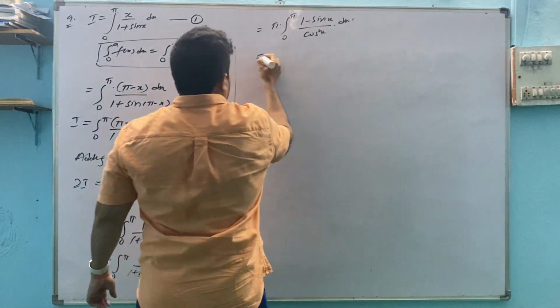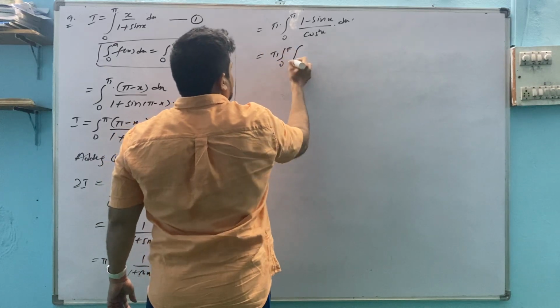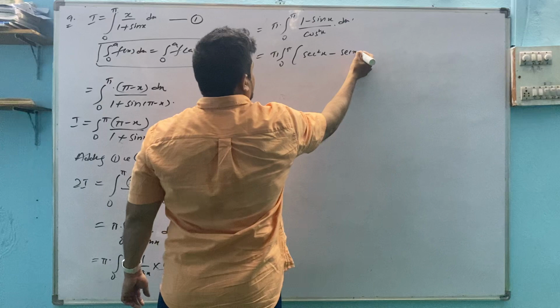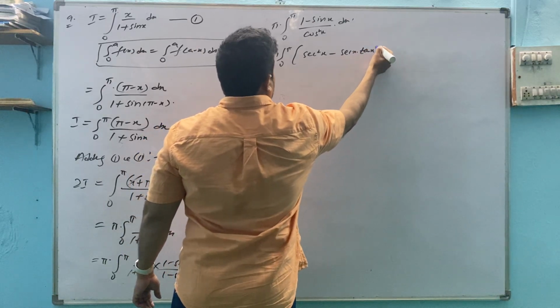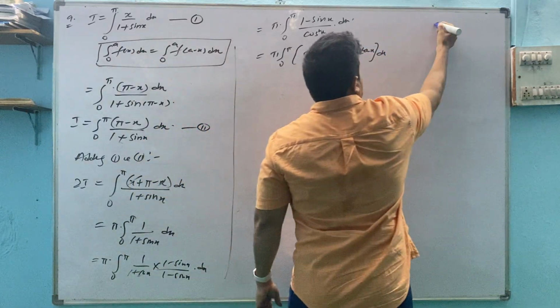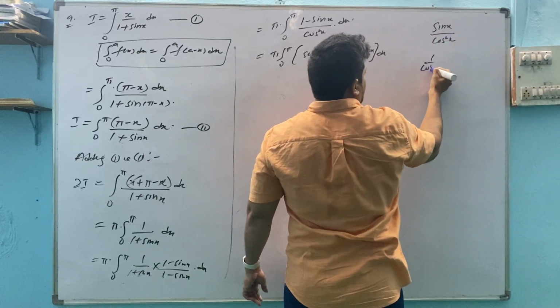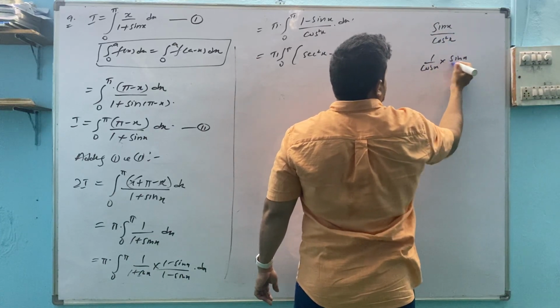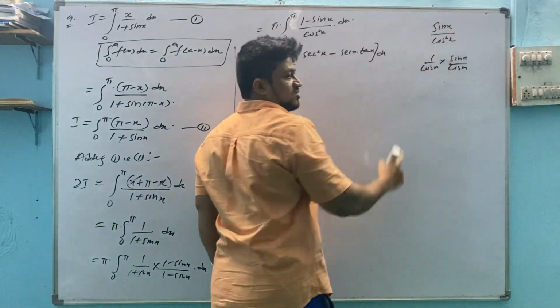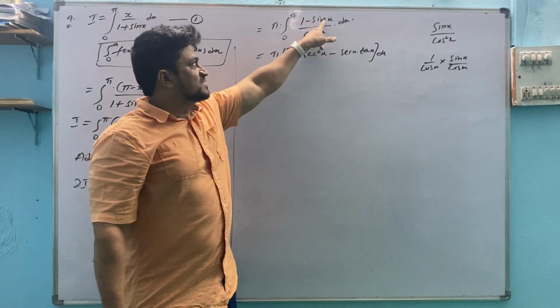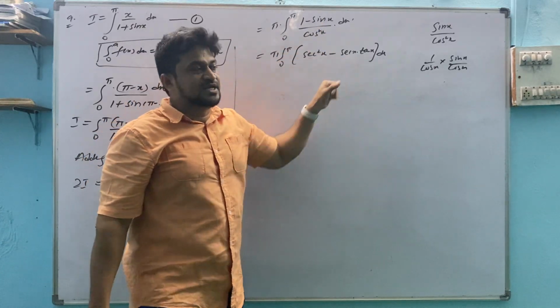cos square dx. Now pi integral 0 to pi, 1 by cos square is secant square, and sin by cos square is secant into tan. How? See, sin x by cos square x is there. You can write 1 by cos x into sin by cos x. Cos into cos is cos square. So 1 by cos square is secant square, and sin by cos square you can remember as secant and tan.